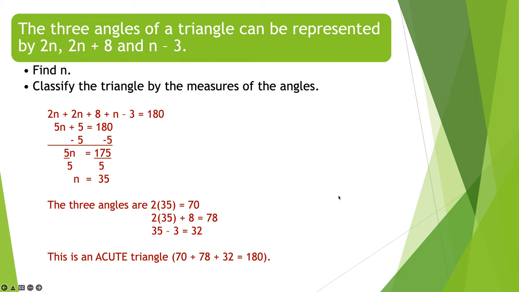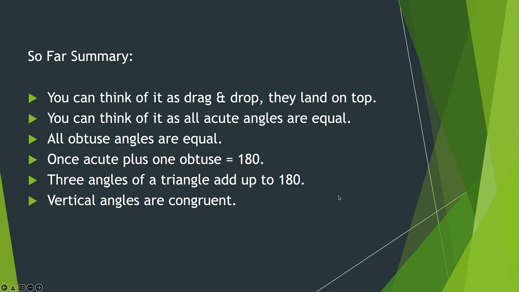All right, so we've done a bunch of review. This is the summary of today so far. If you can think of it as drag and drop, they land on top. If you want to think of it that way, go for it. You can do all acute angles are equal, all obtuse angles are equal, one acute plus one obtuse is 180. And we saw situations where each one had its benefit in terms of working that out. The three angles of a triangle must add up to 180 degrees. And don't forget about vertical angles being congruent and linear pairs being supplementary, adding up to 180 degrees.